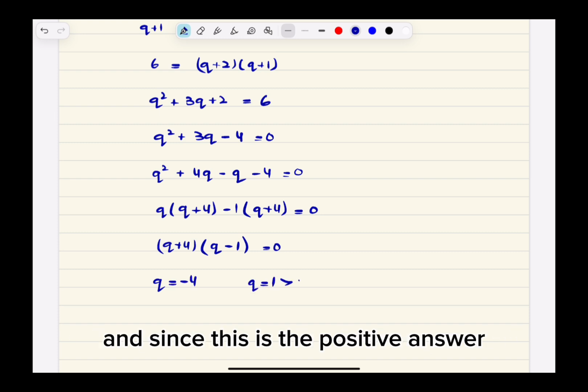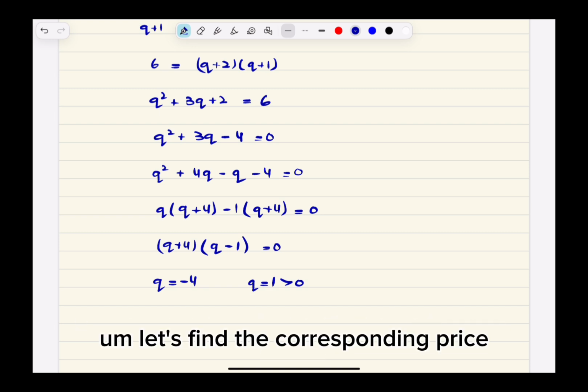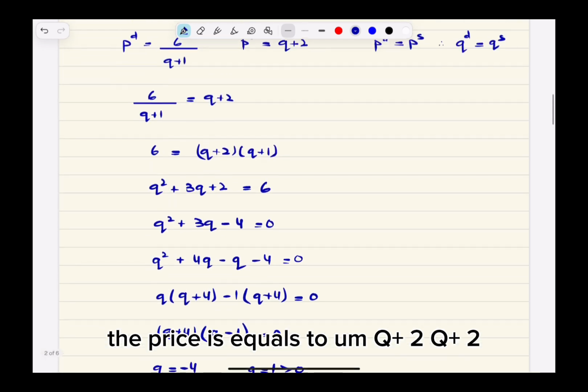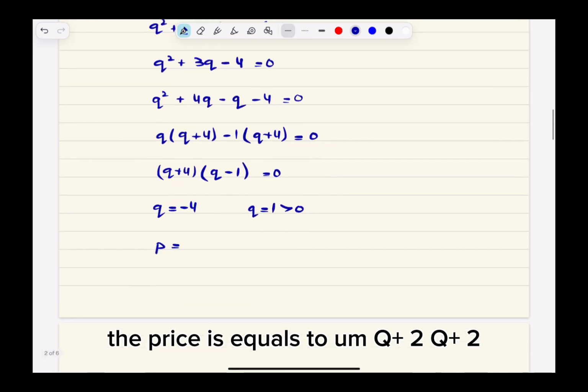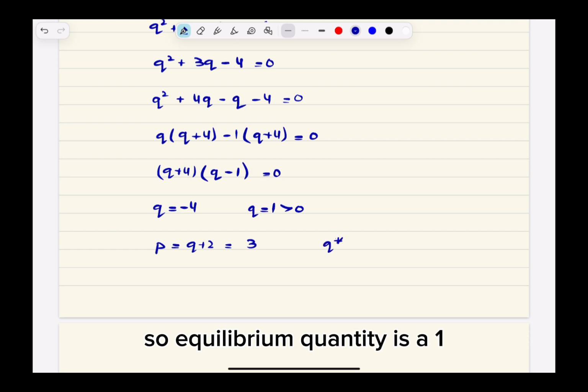And since this is the positive answer, that's the only solution that will make sense. Let's find the corresponding price. The price is q plus 2, so the equilibrium price is going to be 3. So equilibrium quantity is 1 and equilibrium price is 3.